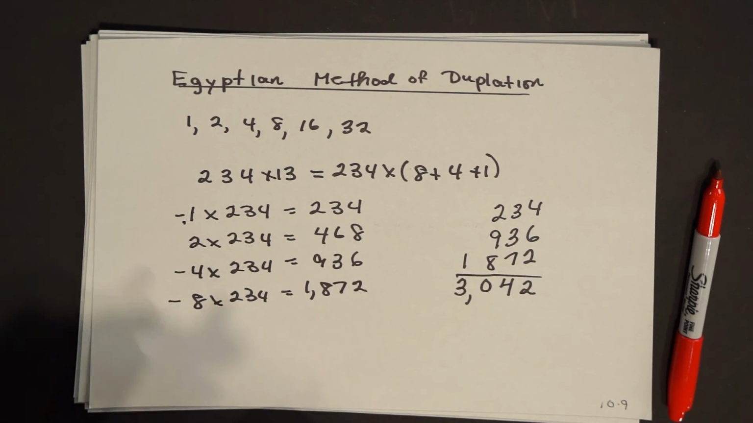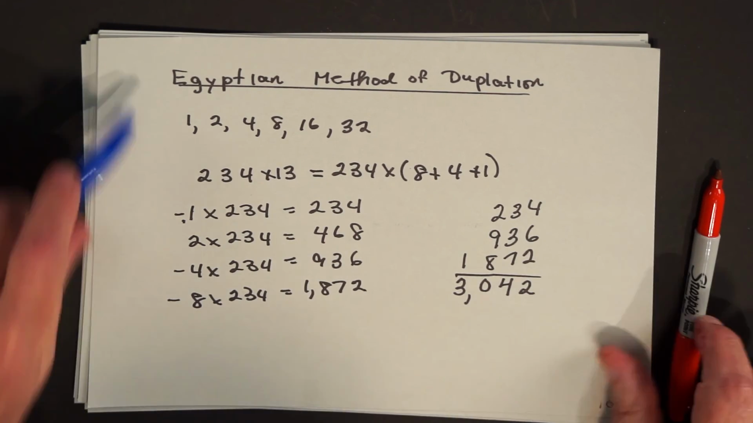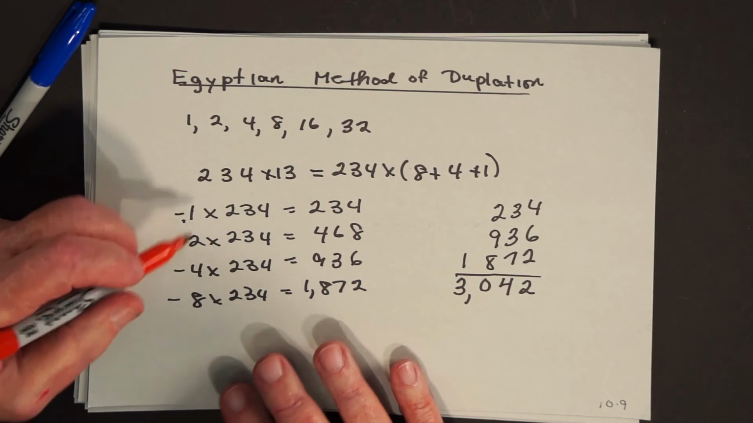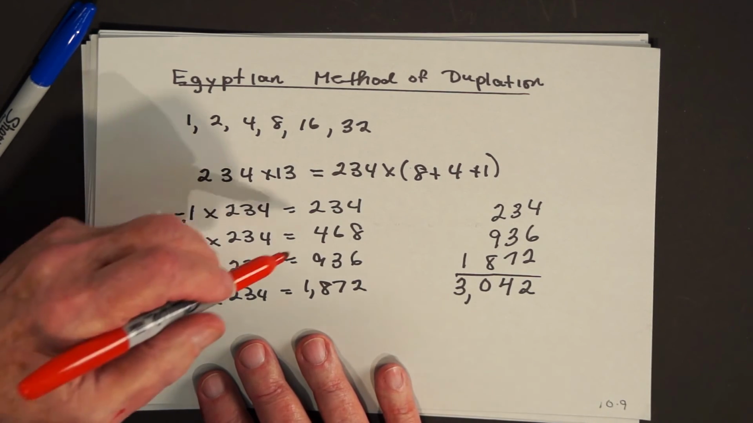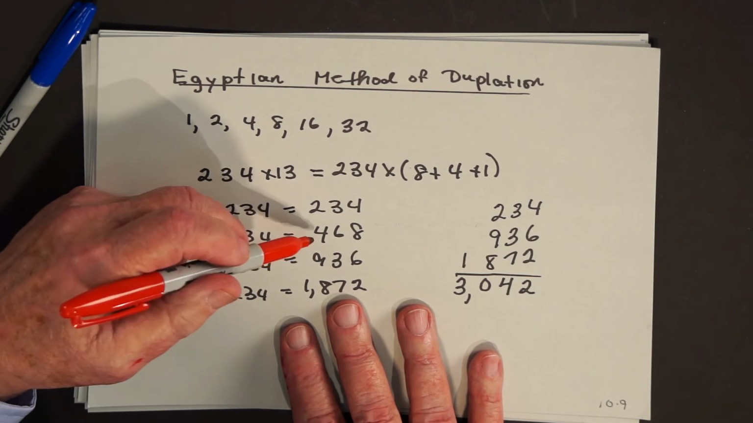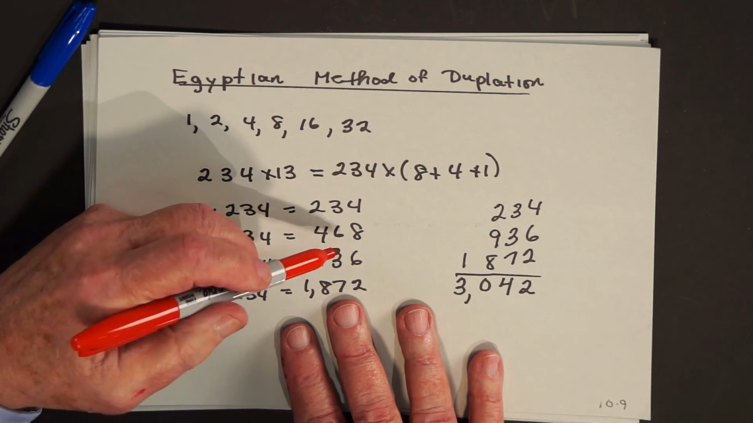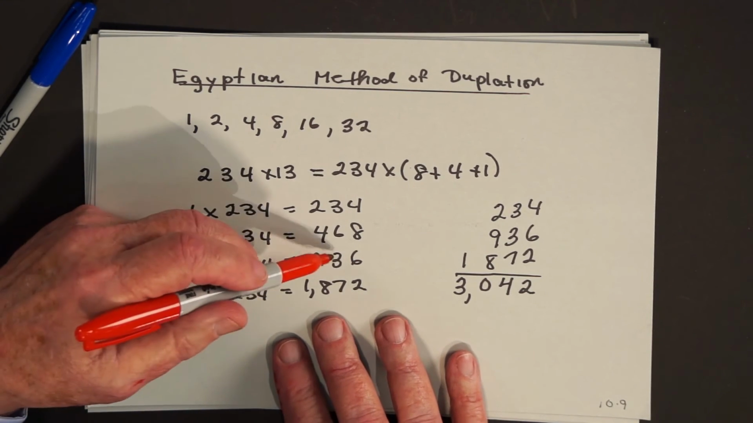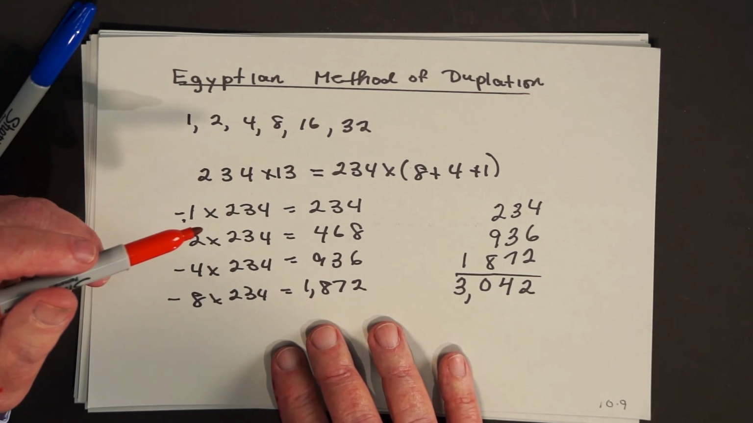So here's how the method of duplation worked. The Egyptians said, okay, 1 times 234 is 234. Now I'll just keep doubling. 2 times 234 is 468. Now I'll double this number, get 4 of these. That's 936. Then I'll double this number. That will give me 1,872.